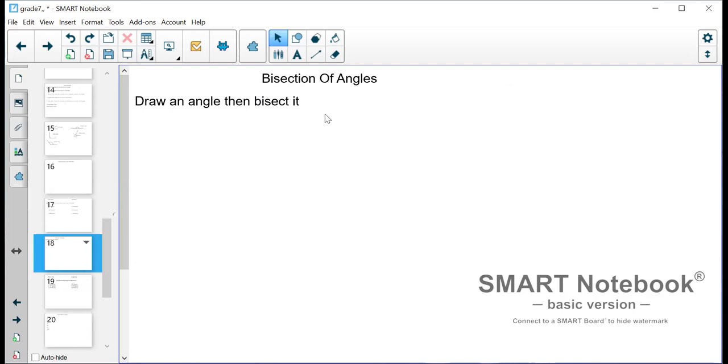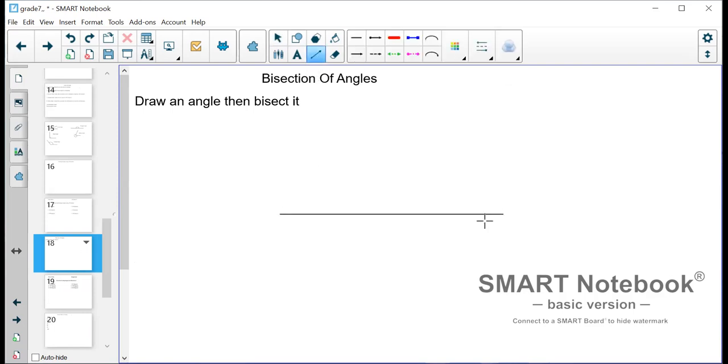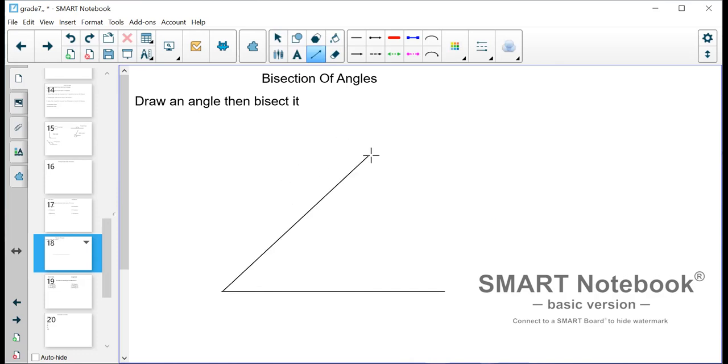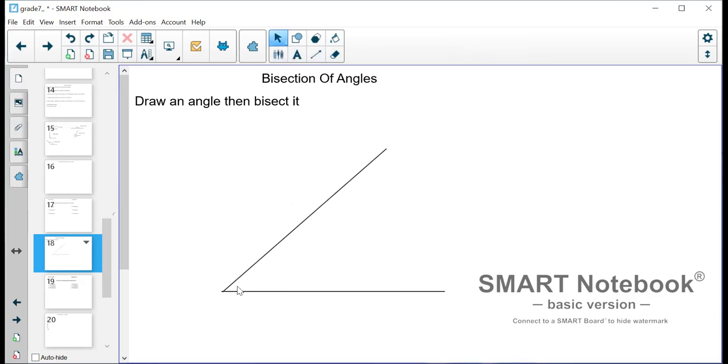Now, I will draw an angle. I don't know the size of this angle. I'll draw a random angle and bisect it. So basically what I want to do is divide this space here into two equal parts. All right, so I'll move now.